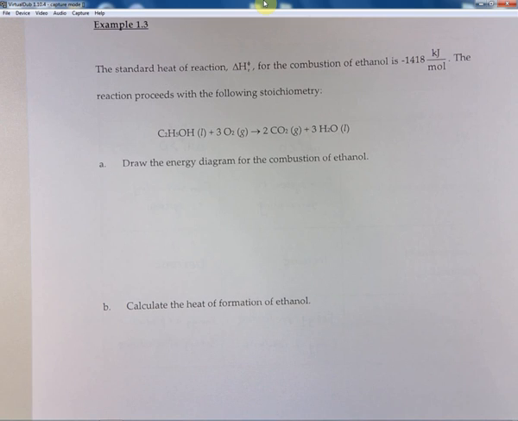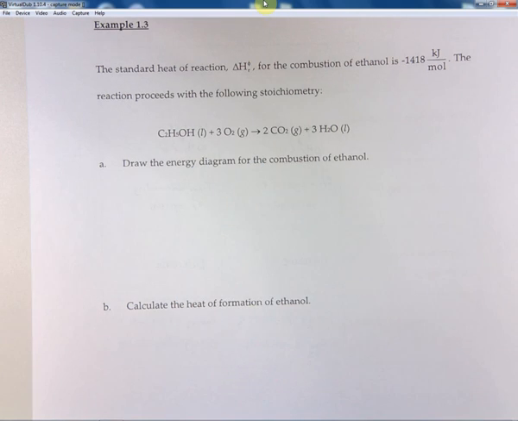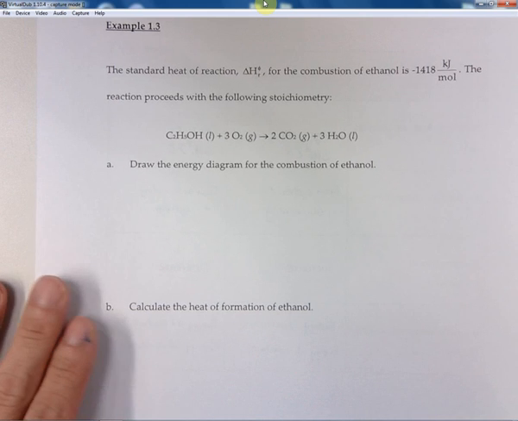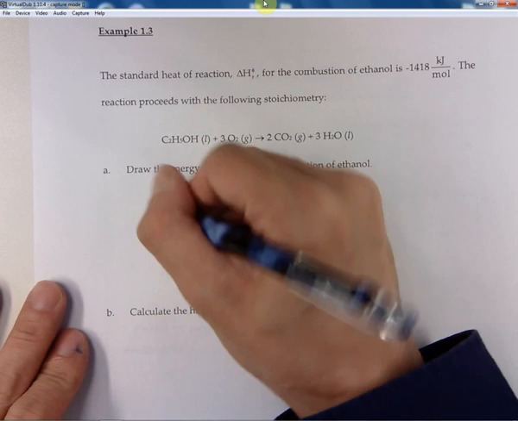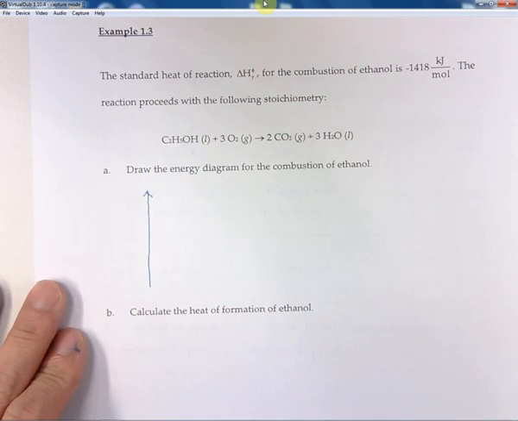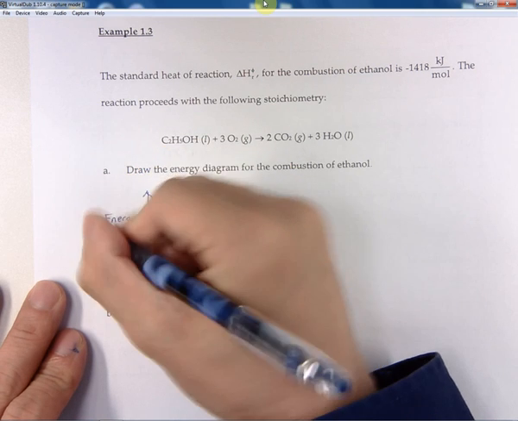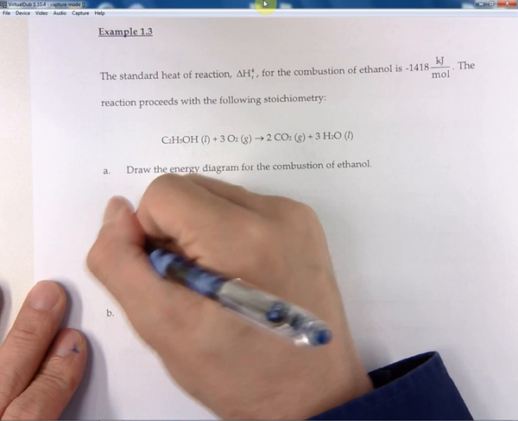Now let us look at the next part. The standard heat of reaction, delta HR, for combustion of ethanol is negative 1418 kilojoule per mole. The reaction then proceeds with the following stoichiometry. So let us draw the energy diagram for the combustion of ethanol. This is the energy axis in kilojoule per mole.